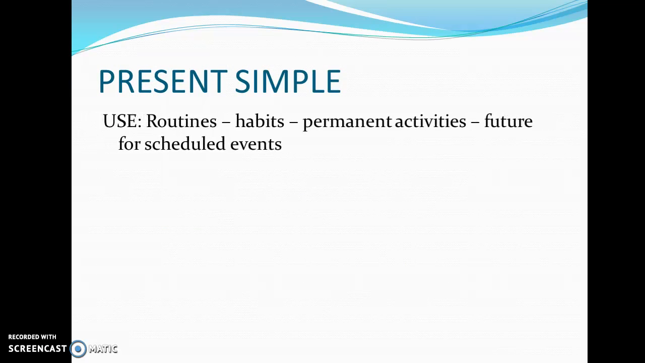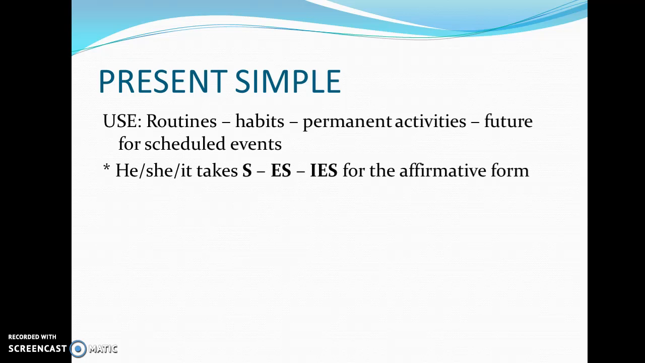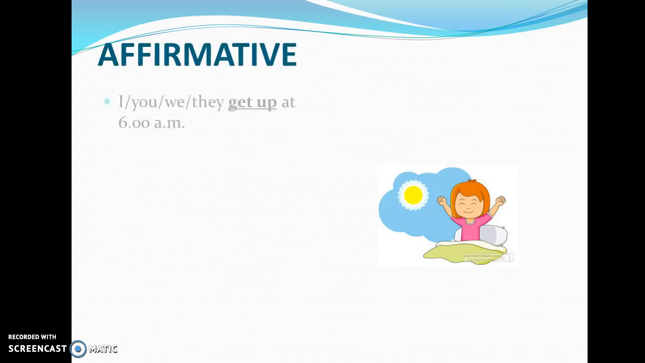The present simple is used to talk about routines, habits, permanent activities, and in the future for scheduled events. We will see some examples. For he, she, it, we use s, es, ies in the affirmative form. Remember that we add s to most verbs, es for the verbs which finish in s, sh, ch, x, and the verbs do and does, only for the third person. Here is an example in the affirmative form.